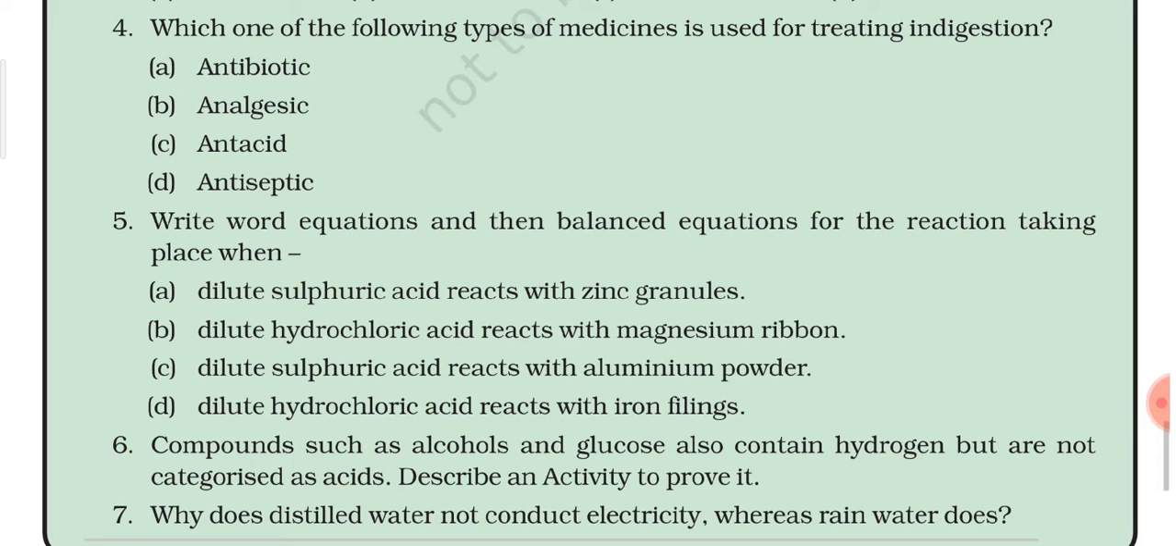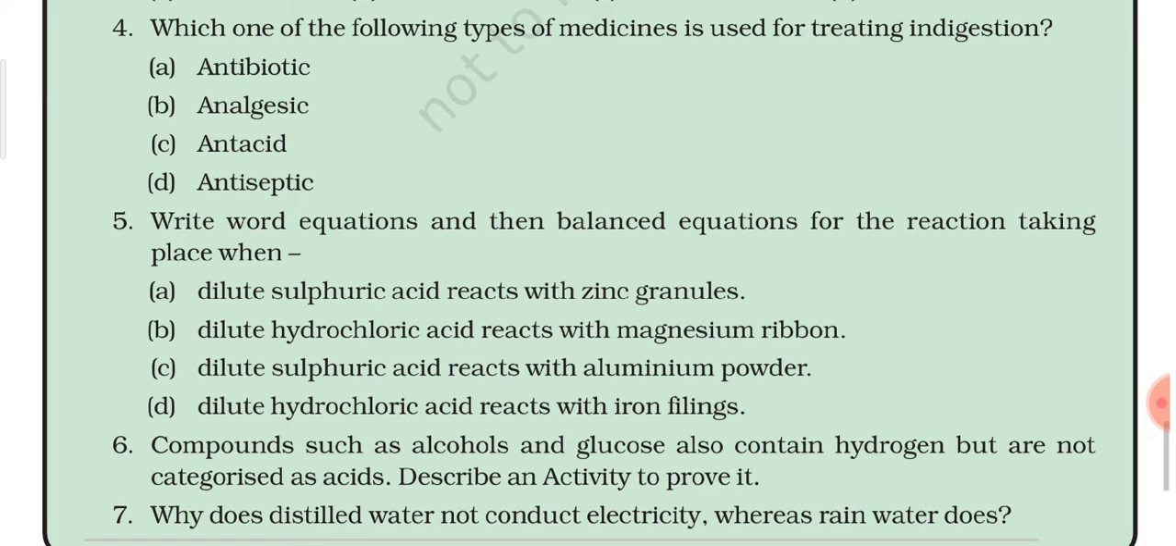Then question 6 is, compounds such as alcohols and glucose also contain hydrogen but are not categorized as acids. Describe an activity to prove it. So this also we have discussed. There is only a small modification in this question. We discussed something in the in-text question, like acids and bases used to conduct electricity, whereas the solutions of alcohols and glucose are not conducting. So here the question is modified just a bit. You will be easily able to do so.